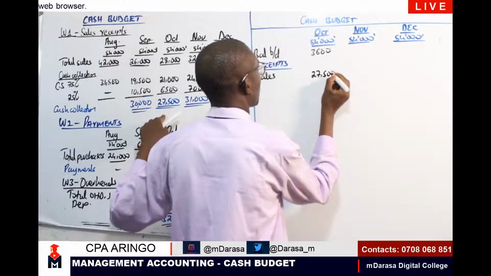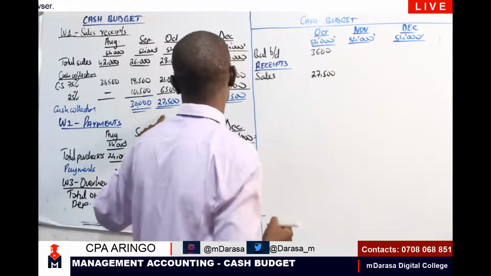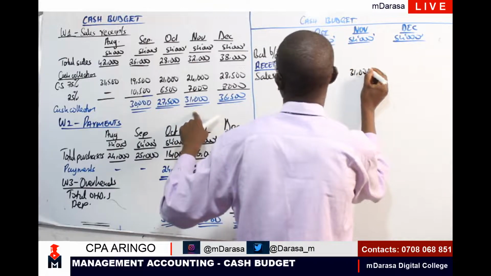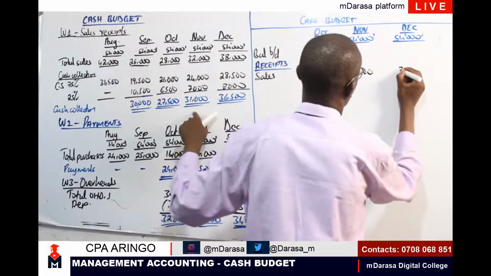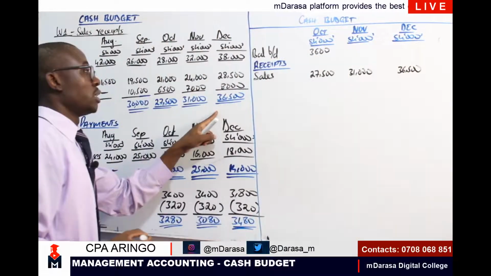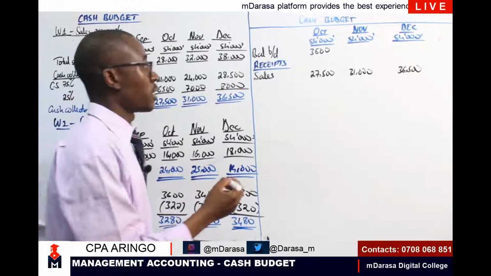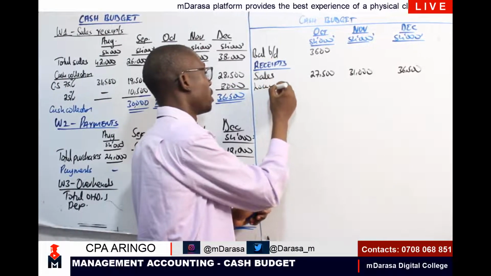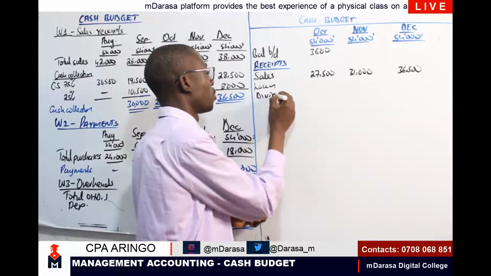27,500 for the month of October, 31,000 in the month of November, and 36,500 in the month of December. So you didn't have any other form of receipt. If you had any other form of receipts, you could have added it here. Maybe a loan, for example. Maybe dividends received, for example.